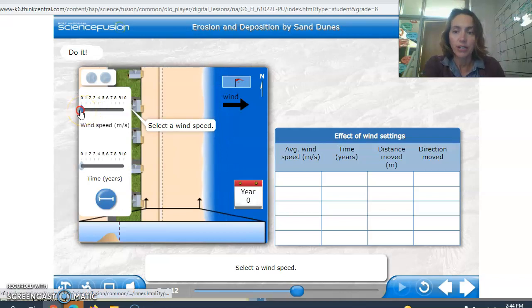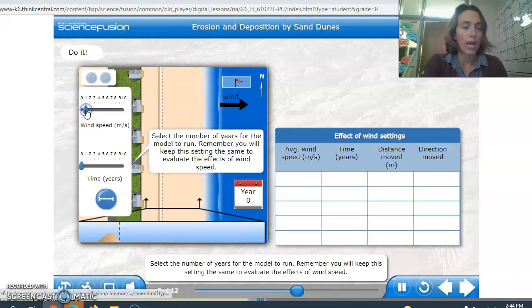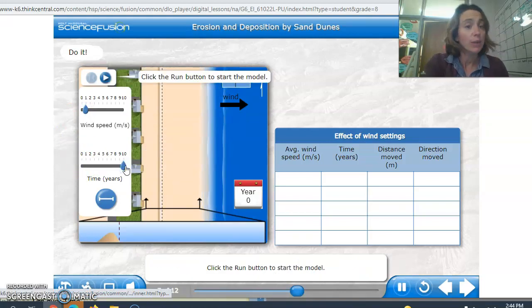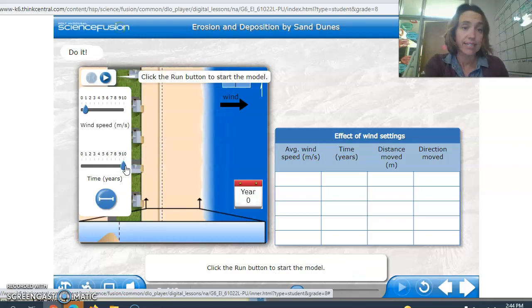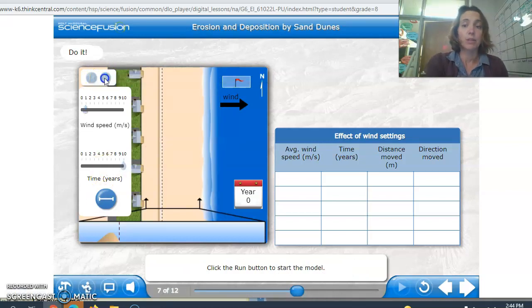So up here you select a wind speed. I am going to select 1 meter per second. Here I'm going to run it for 10 years because that's what it says in my data table, and now I'm going to hit play.